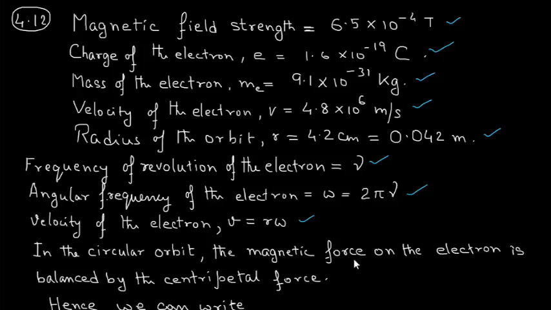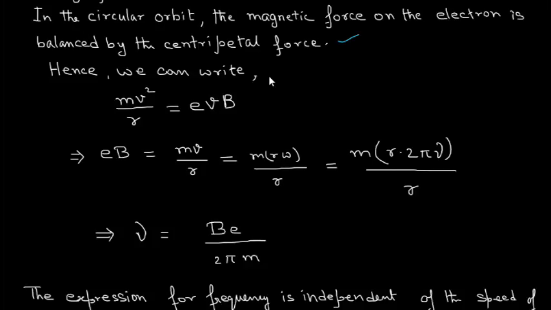In the circular orbit, the magnetic force on the electron is balanced by the centripetal force. So we can write mv squared upon r is equal to evB. eB is equal to mv by r, which implies that eB is equal to mv by r. Putting the value of v as r omega, we get m r omega by r. Again, instead of omega, we write 2 pi nu, then the equation becomes m r 2 pi nu by r. So instead of omega, we have put 2 pi nu here, and instead of v, we have put r omega.